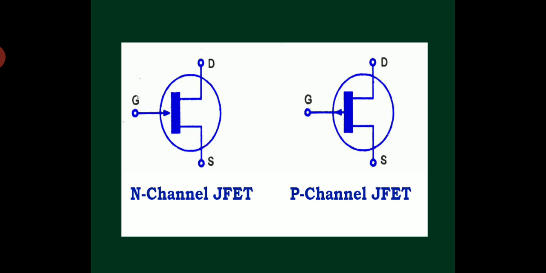For N channel JFET, the current is majorly due to electrons only, as we take majority charge carriers only. Coming to P channel JFET, the current is due to movement of holes, so holes take part in conduction in P channel JFET. And as I said, the most important characteristic of FET is high input impedance.